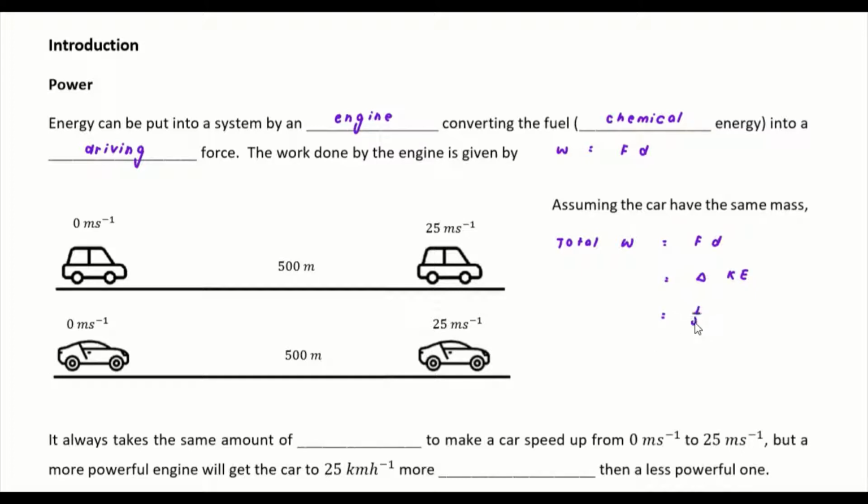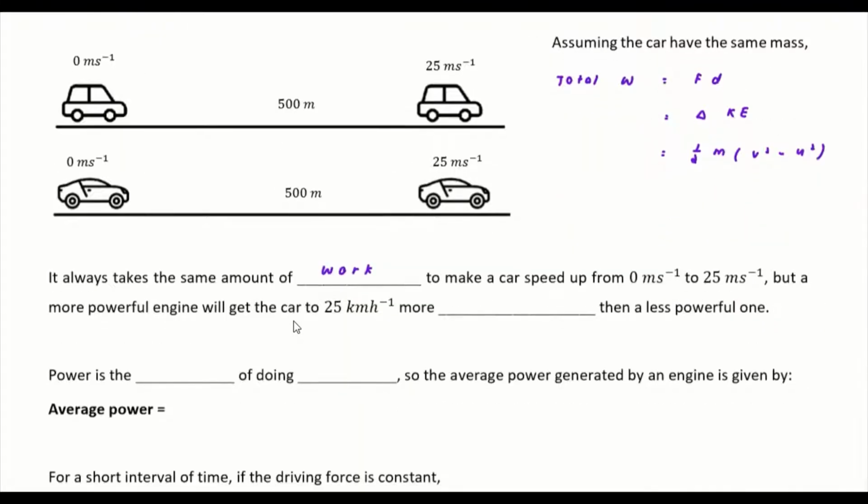Let's try to look at it from there. So we have half m, since the mass is constant, times v squared minus u squared, and you realize that the u squared and the v squared in this situation are the same. So what we can see from this situation is that it will always take the same amount of work to make a car speed up from 0 meters per second to 25 meters per second. Then you say that if they take the same amount of work, what's the difference between the two cars? That's the part that we are going to discuss in today's lesson.